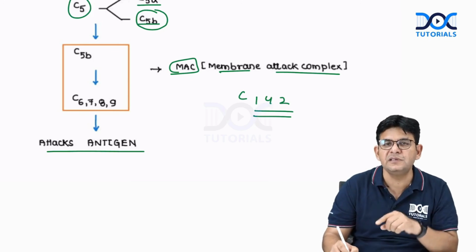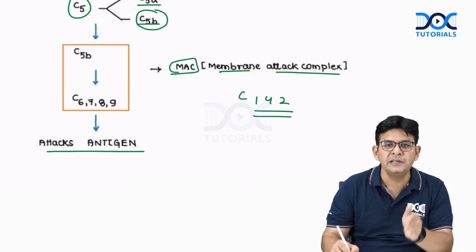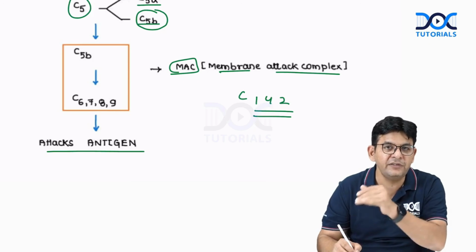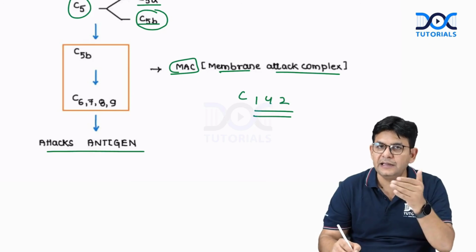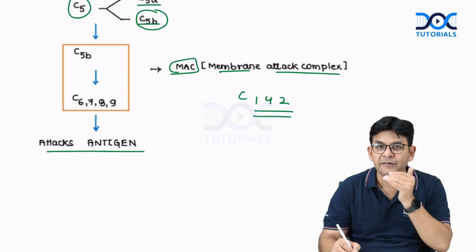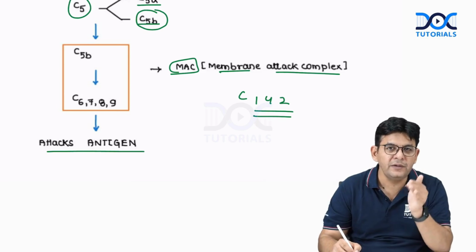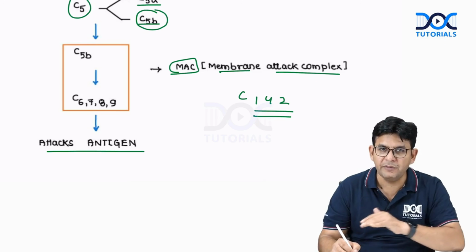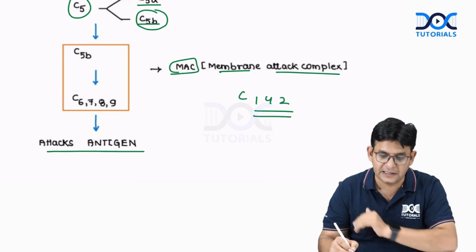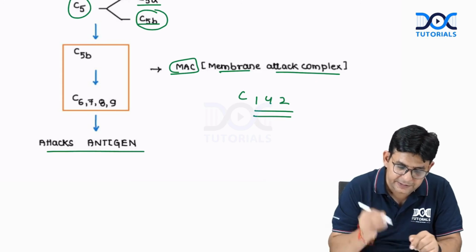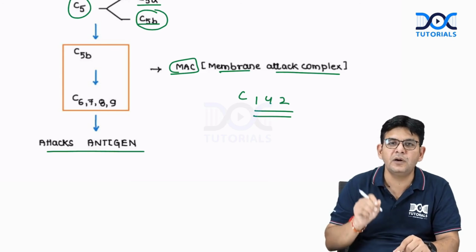And if you remember the sequence, it's very easy. 142 is the C3 convertase. C3 convertase acts on C3. Okay, and then the last one is C5 convertase, which is what? 1,4B, 2A, 3B. That is the C5 convertase, as you can see here. So this is the classical complement pathway.